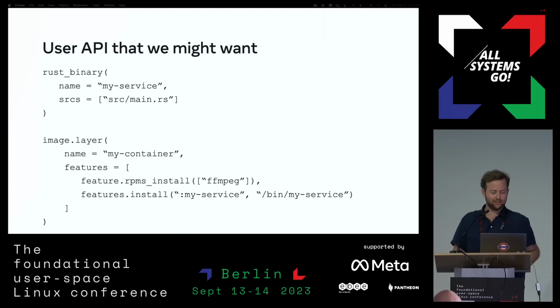So this might look a little weird if you're not familiar with Buck or Bazel or Blaze or Pants or any other Starlark build system, but this might be something like what we want our user API to look like. In this hypothetical, we have someone building a Rust binary, my service. Maybe that shells out to FFmpeg, and this user wants to build a container that deploys on the container fleet. And we don't really want them to have to care too much about where FFmpeg is coming from. They should just be able to say, give me the RPM, and I'll shell out to it.